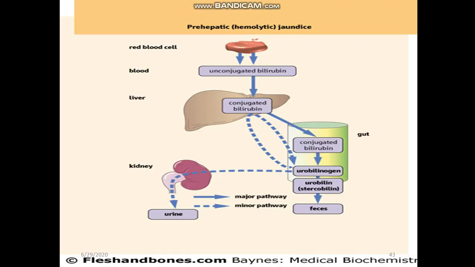In prehepatic jaundice, the RBC destruction is increased and the concentration of unconjugated bilirubin is increased in the blood. This unconjugated bilirubin comes to the liver and conjugation occurs in the liver. The conjugated bilirubin is released in the gut and converted to urobilinogen, and urobilinogen is oxidized to urobilin, excreted with the urine.